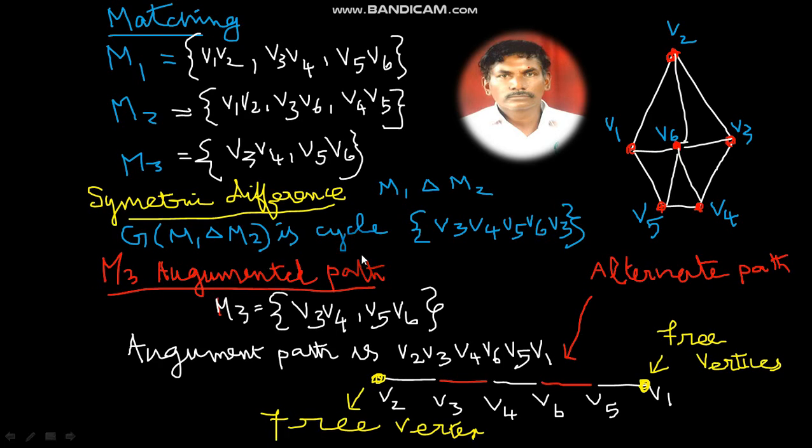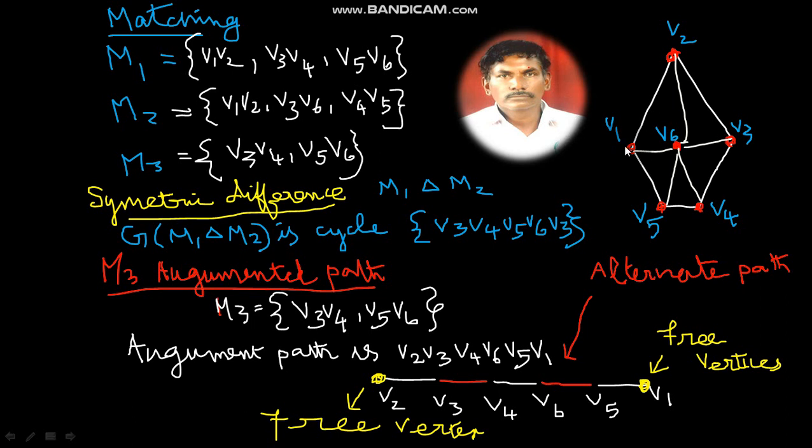So we know what a matching is. Look at the picture: V1, V2, V3, V4, V5, V6. This is a graph, of course, consisting of vertices and edges. Now what is a matching? I told you already. Matching means the edges which are not adjacent to one another. That means they are independent of one another.